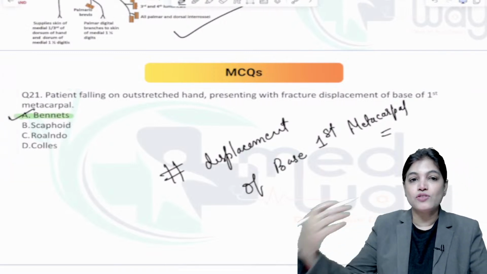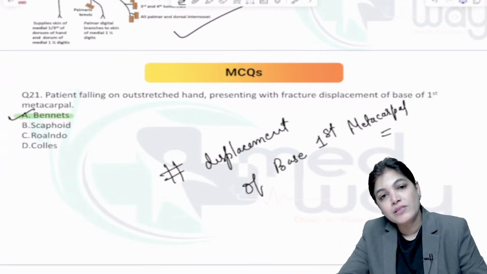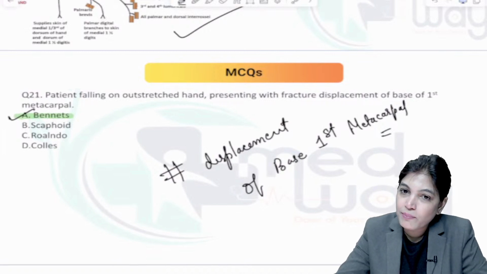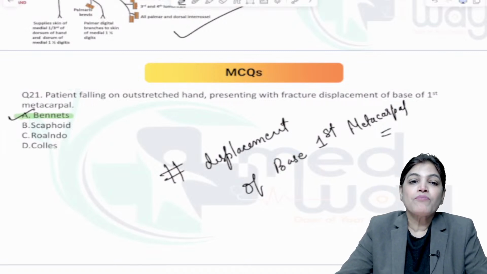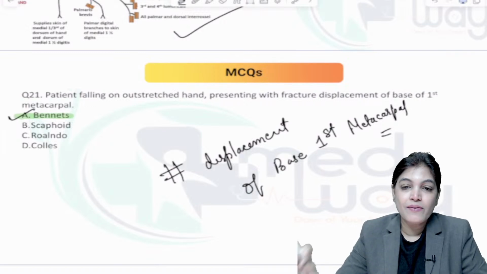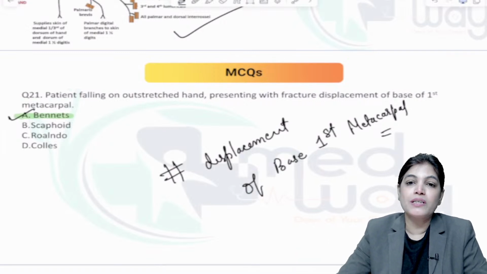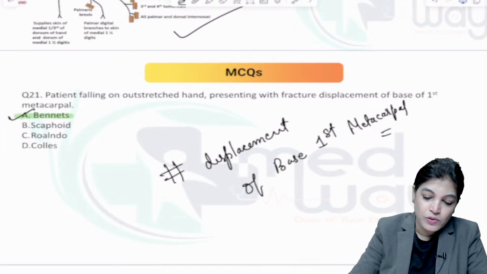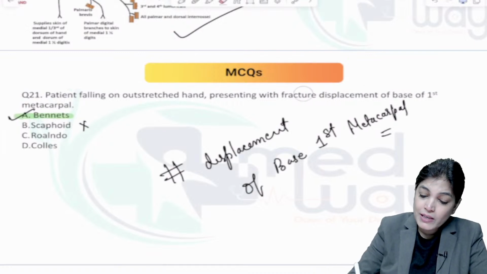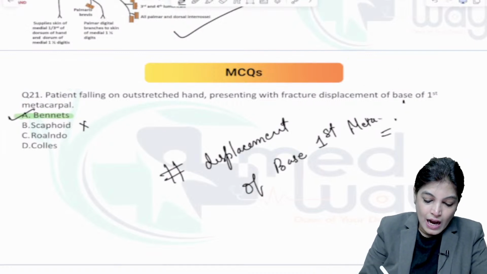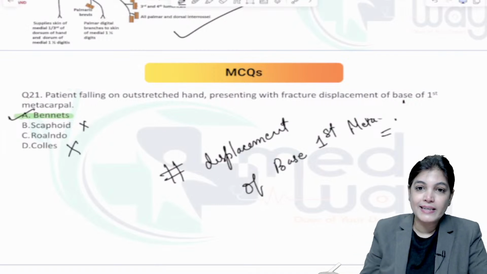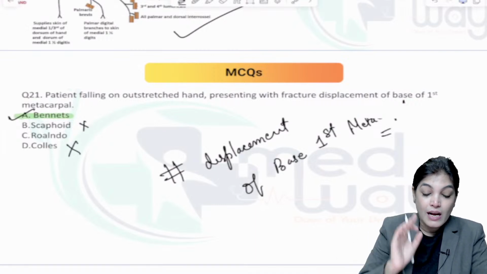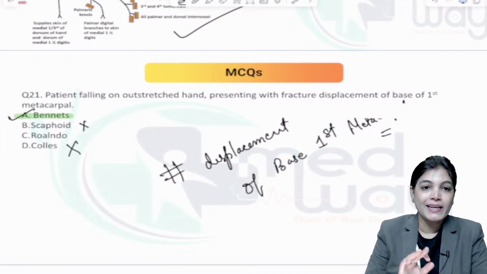Actually in all histories the patient falls on an outstretched hand, and scaphoid also gets fractured, but the area being involved is giving us the characteristic right position, that base of first metacarpal. Scaphoid will be ruled out only because base of first metacarpal is already written, or Colles, where obviously distal radius is involved, so that is not the answer. So our doubt is between Bennett's and Rolando.